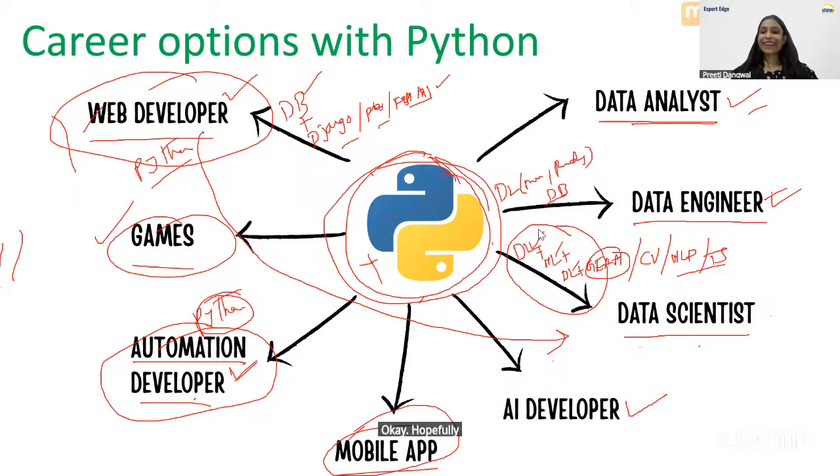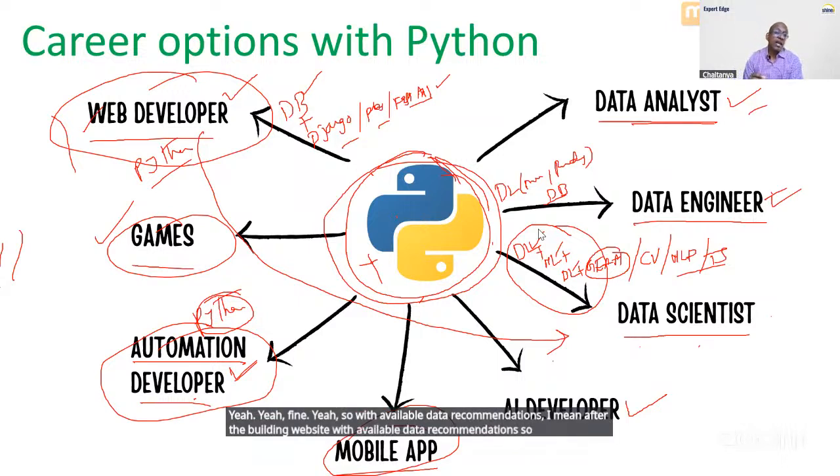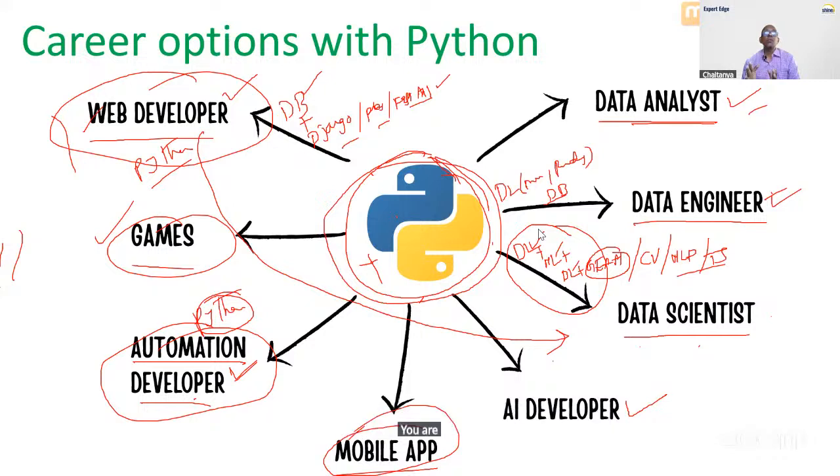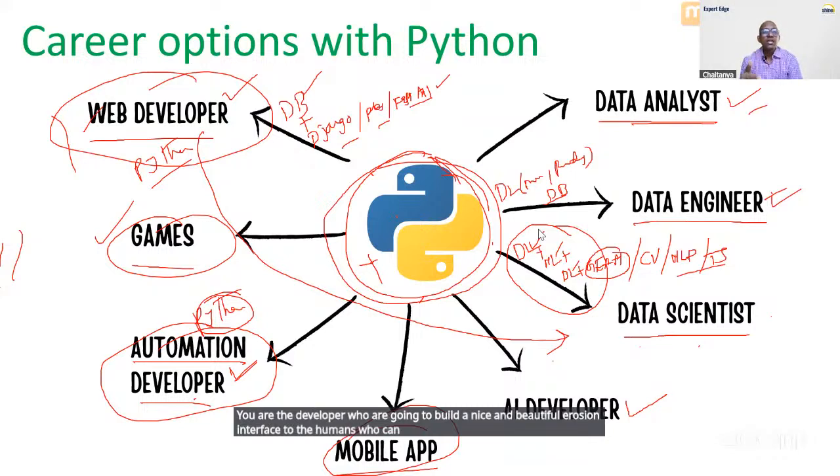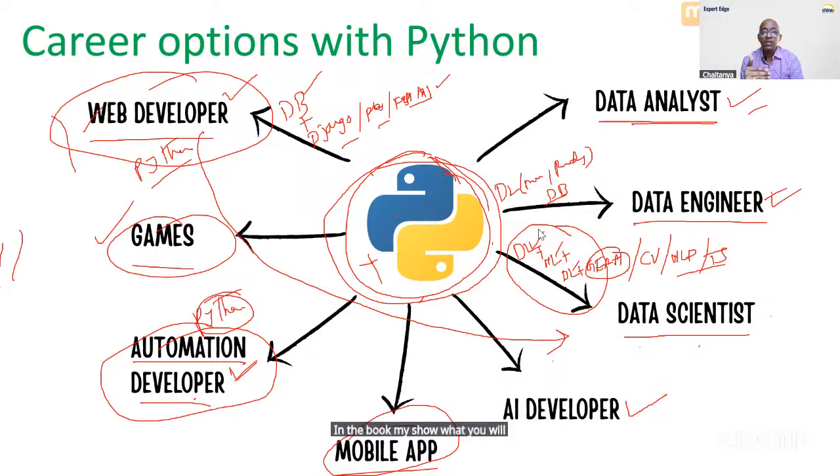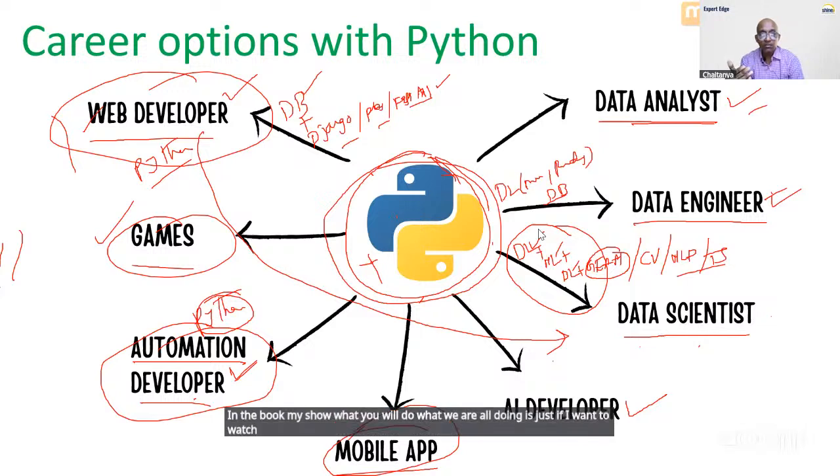He wrote one more question: with available data recommendations, after building the website. So as a website developer or web developer, your part is only to develop the website. You have nothing to do with data training or using the data. You are the developer who builds a nice and beautiful user interface for humans to use your website to book tickets. In BookMyShow, what we are all doing is, if I want to watch some movie, okay, Chava or something, we are going to book our movie. That's it.